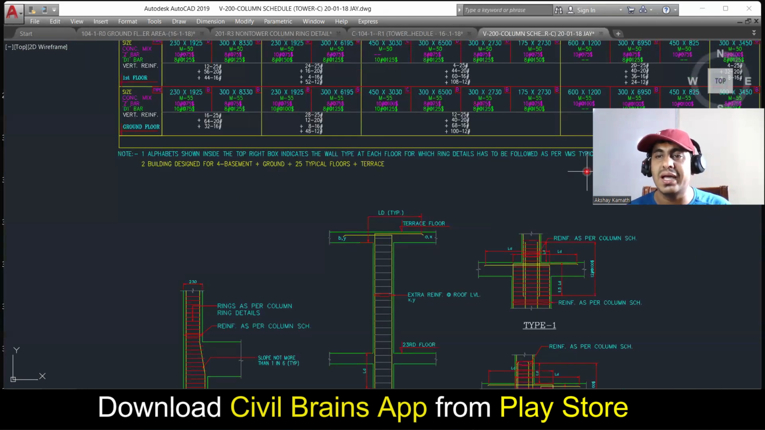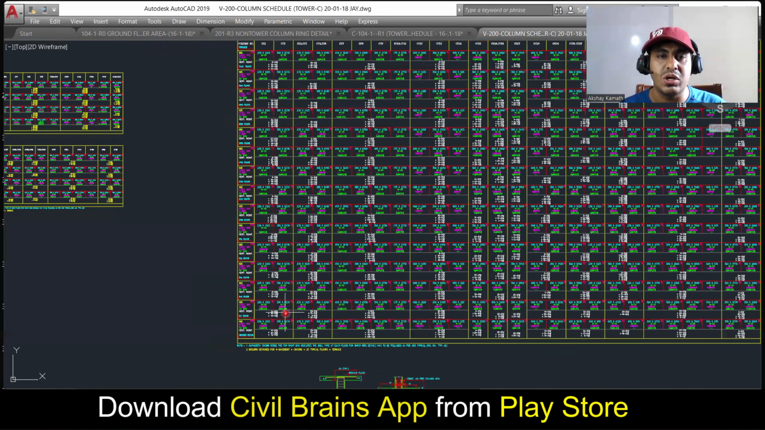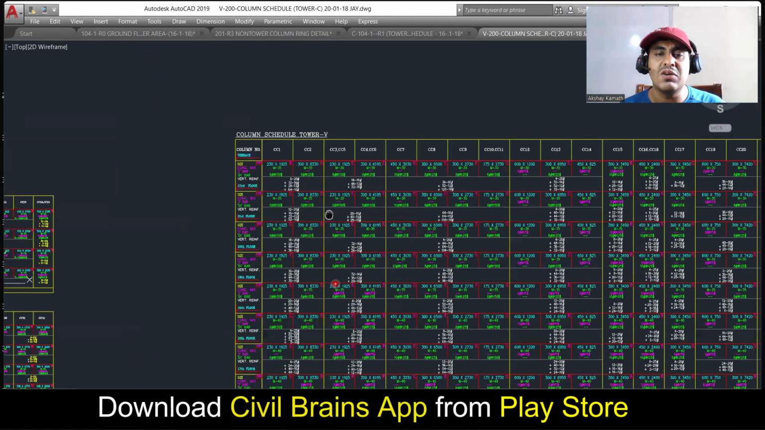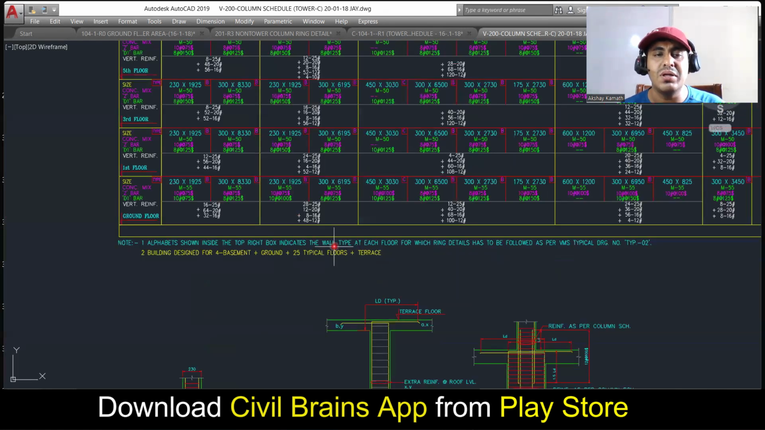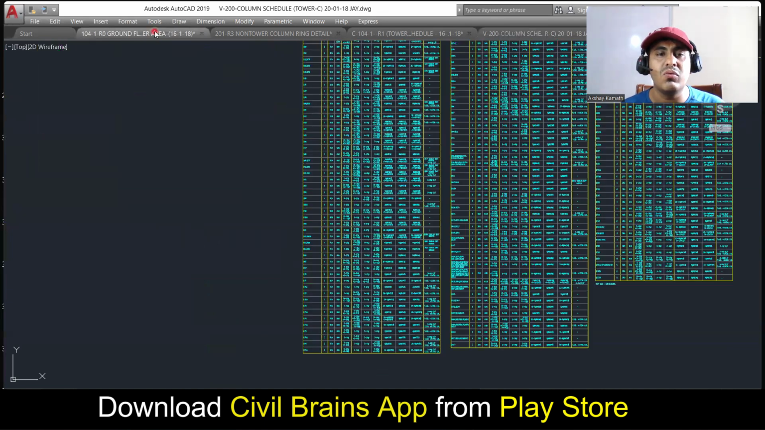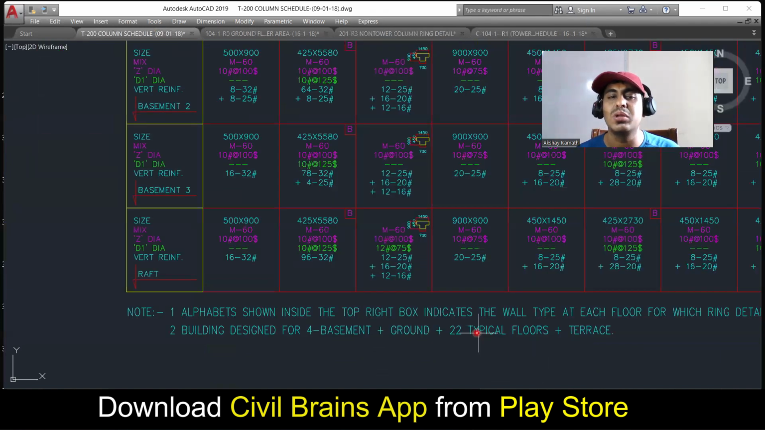Actually, when you construct a high-rise building, there will be different block A, block B, and block C. So this particular building, whatever I'm showing you now, this is a tower. There are different towers, tower A, tower B, tower C, or 1, 2, 3 and all. So this is tower 5. In that tower 5, you have 4 basement plus ground plus 25-story and a terrace. But right now, the one which I was showing before has only 22 stories. It's okay, no problem. It has only 22 typical floors.